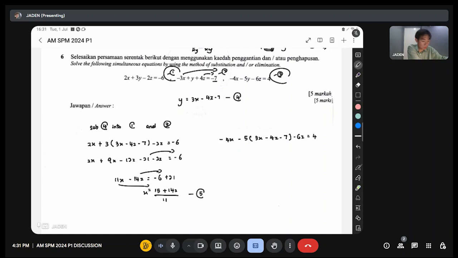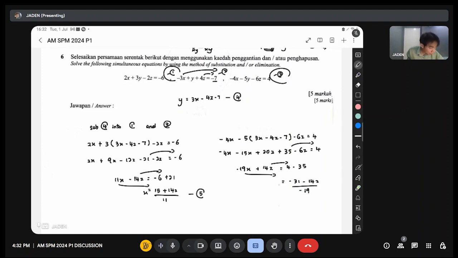Next, let's continue on the right side. Negative 4x, negative 15x, plus 20z, plus 35, minus 6z equal to 4. Negative 4, negative 15 is negative 19. 20z minus 6z is 14z. And then we have 35. Bring to the back, you get 4 minus 35. 4 minus 35 is negative 31. Bring 14z to the back, minus 14z. Bring negative 19 to the back, divide by negative 19. And that will be your x. Label this as equation 6.